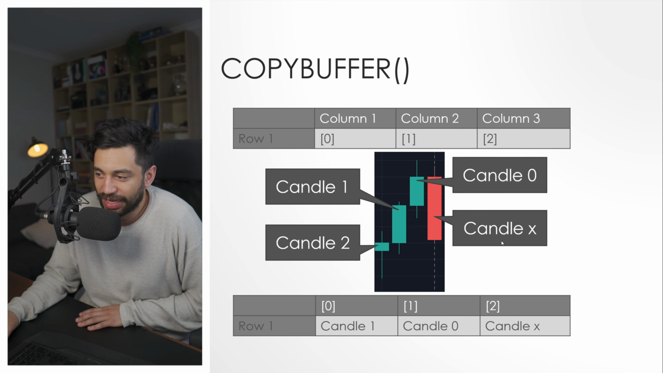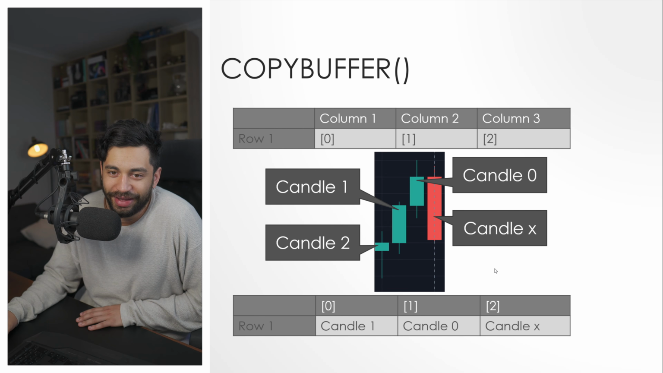And now we have this new candle X. Just for simplicity, I haven't changed the naming over here, but what happens is that new candle X goes into value number 2, and then everything else gets shifted across. So then we've got candle 0 at value number 1, and then candle 1, which is this one here, at value number 0. So everything gets shifted across one position, and then our new candle X gets put in here.